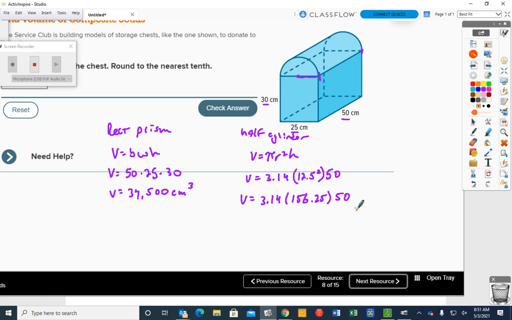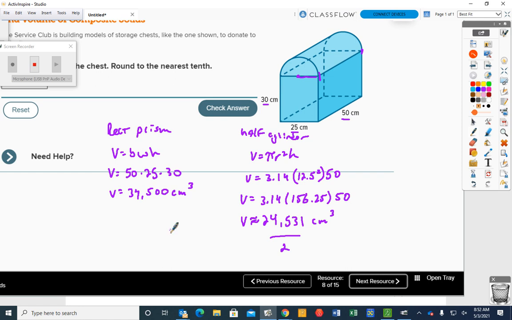Okay, so let's multiply these. 3.14 times 156.25 times 50. Okay. So volume equals 24,000. We'll just say about 531, so we don't have to deal with decimals, okay? Make sense? And that's centimeters cubed. Now, we're still going to do what with this? Divide it by 2 because we're talking about a half cylinder here. So if we divide this by 2, what do we get?